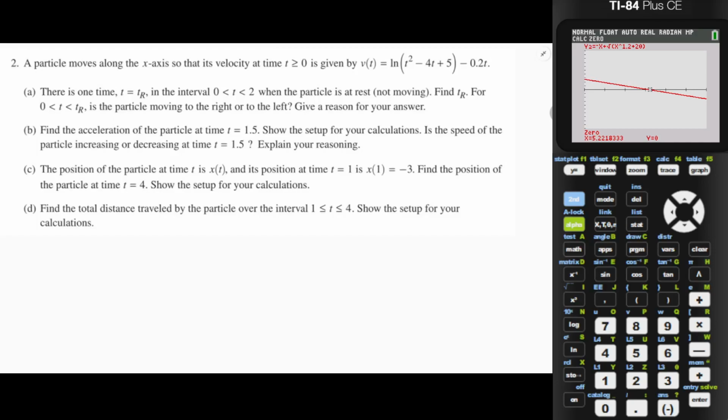All right, welcome. In this video, we're going to be working 2024 AB number 2. And this one's a particle motion problem moving on a straight line. They're going to give us V of t. We're definitely going to be wanting to plug that into the calculator.